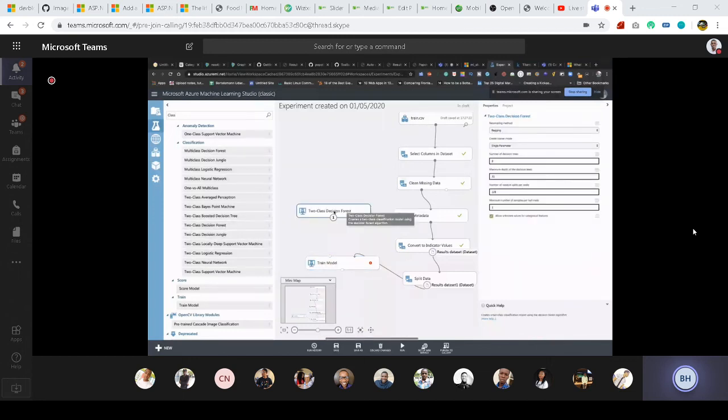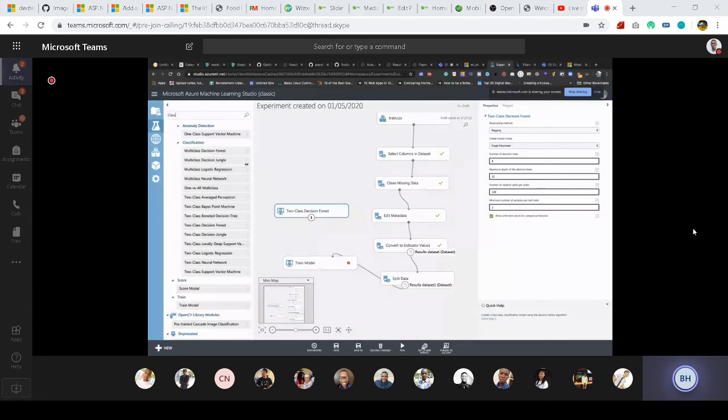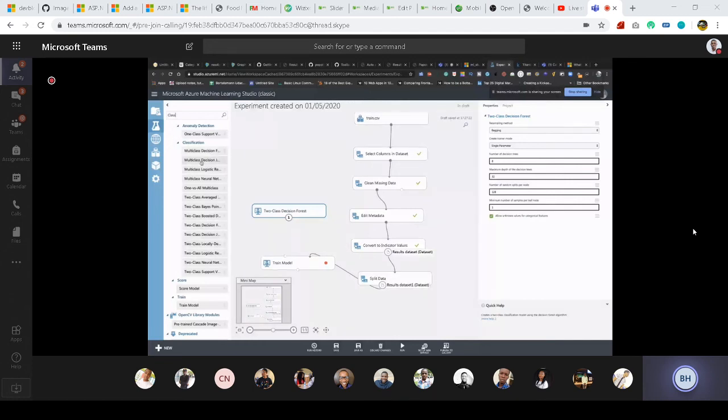I'm using this, and I can tune it by adjusting some parameters, like the resampling method, the way it actually shuffles the data, then the number of decision trees I want to use, the depth, the way I want it to split per node, the number of samples per level. I will leave it with the default settings. So I'll just connect this. Now I have my algorithm connected, and I have connected my data.